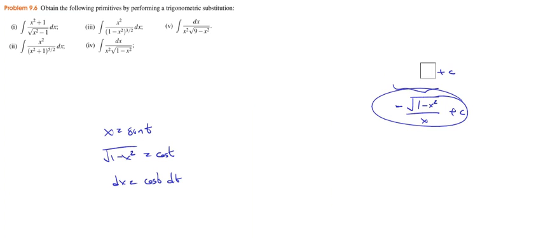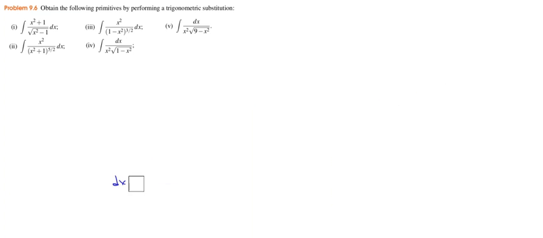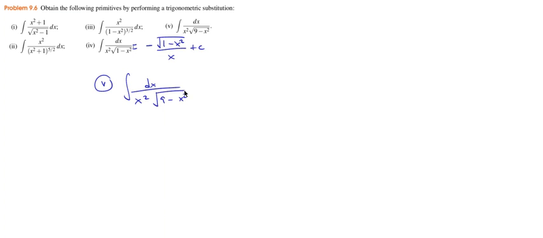Okay, so let me write it here. This is going to be equal to minus the square root of 1 minus x squared divided by x plus c. And let's do the final one. This is dx over x squared, the square root of 9 minus x squared. So this is the same thing, right? But we have to write this thing differently, right? So this is the square root of 9 minus x squared.